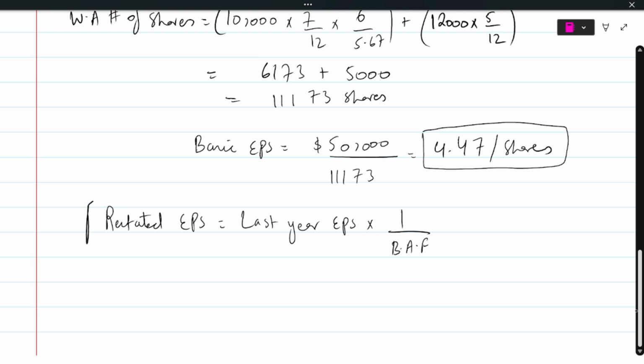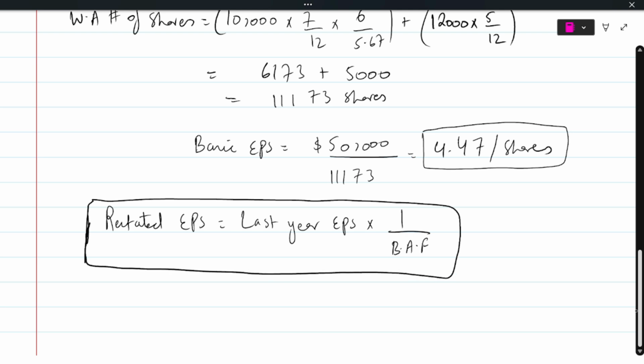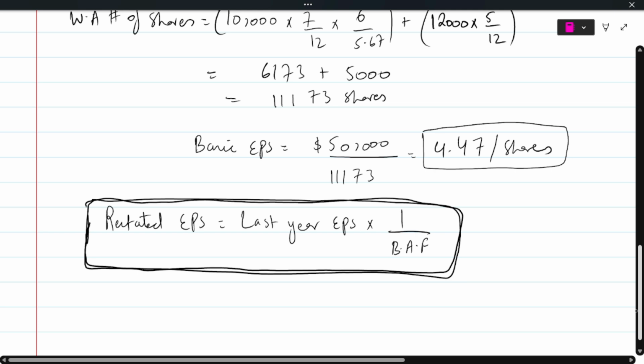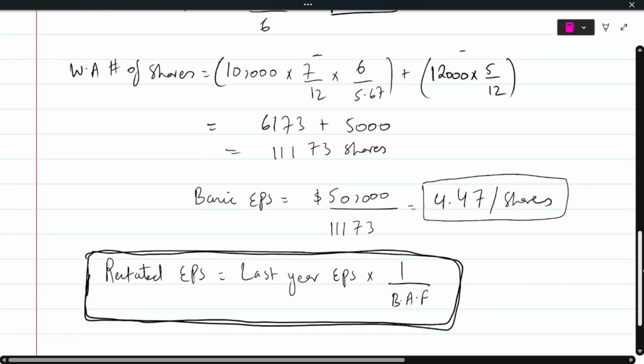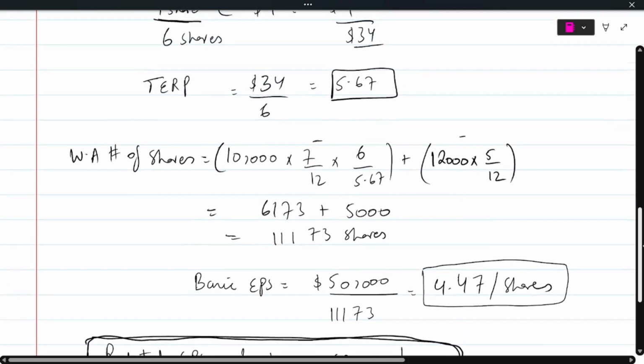Okay, in this question we do not have the last year EPS, so we will form one question where we do have, so that we can apply this also. But in a nutshell, this is the formula, same formula, just that instead of bonus factor, you are now going to write bonus adjustment factor. Simple, right? Everything else remains the same. Okay, so guys, it's very easy.